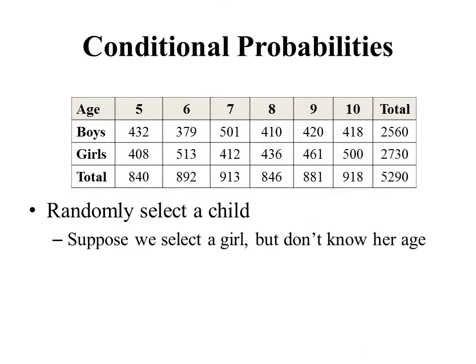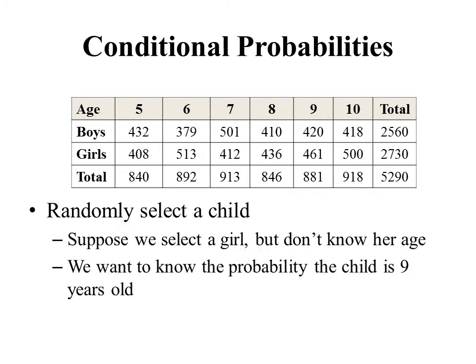So let's look back at this same population of children, where again we had 5,290 children. Some were boys, some were girls, and they were ages 5 through 10. Suppose we randomly select a child, and suppose that we select a girl, but we don't know her age. We might want to know the probability that the child is 9 years old. We're going to denote this probability as the probability that the child is 9 years old given that the child is a girl.